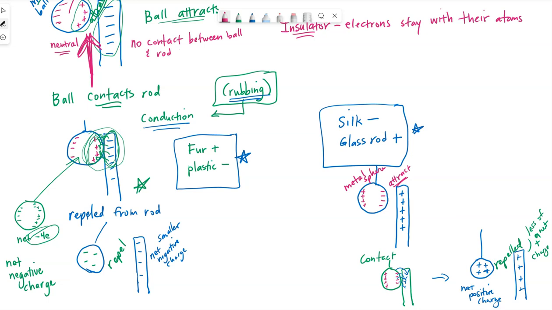If you've ever rubbed a balloon on your hair and stuck it to the wall. My hair doesn't do this very well, but for some people it works very well. You actually can get the balloon sticking to the wall.